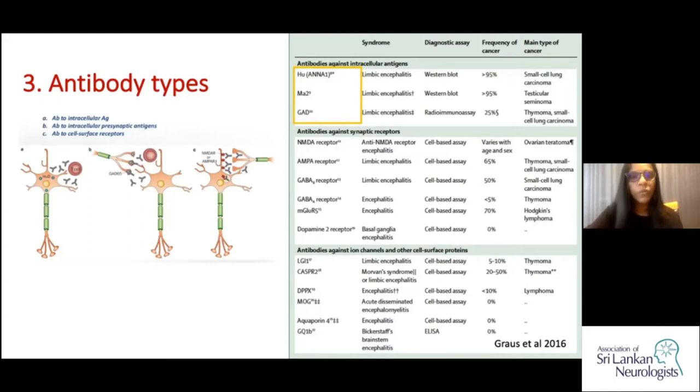So the second group would be antibodies directed against synaptic receptors. So you can see the synaptic receptors here. The common one, and the one that we would be discussing in detail today, would be NMDAR receptor encephalitis. So the third group would be antibodies against ion channels or cell surface proteins. The common one, and the one that I would be describing today, would be LGI1 antibody disease.